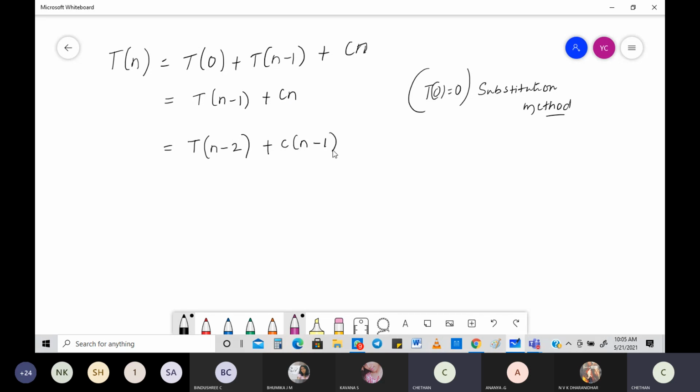I'm talking about the next subsequent terms, or in simple words you can say replacing n by n minus 1 in the above equation. Like that also you can say. C of n minus 1 plus Cn. What do you call this? This is the next term, the next subsequent terms.